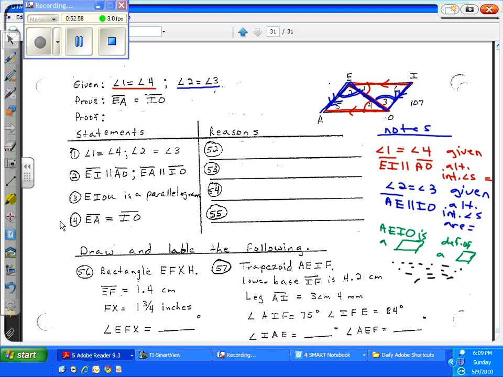When you give a reason, you look first at the given, second at the diagram, and third at the statements above. So angle 1 equal angle 4. We look in the given and it's there, so we put given. It also said angle 2 is equal to angle 3. So 1 equal 4, 2 equal 3, given.